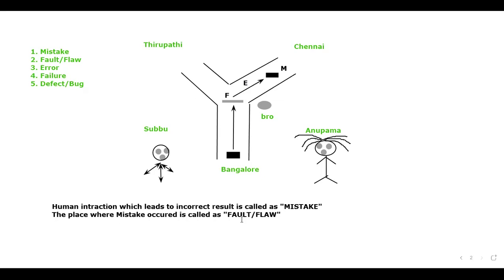So then please define error, sir. Error means simple. The outcome of fault. Fault occurred or flaw occurred. What is the outcome? Error. The outcome of fault or flaw is called as error. Error. Is that clear for everyone?